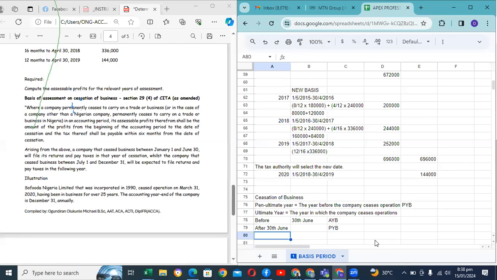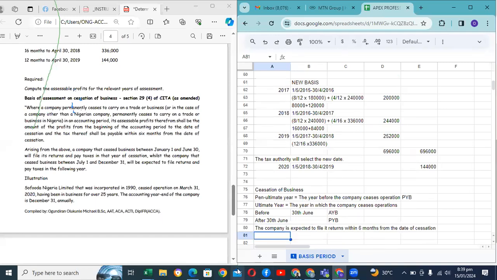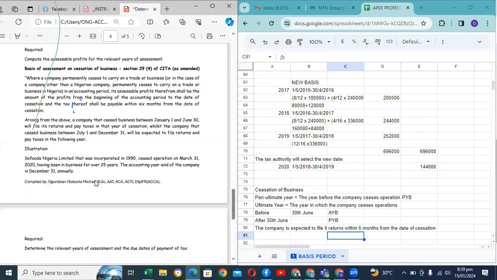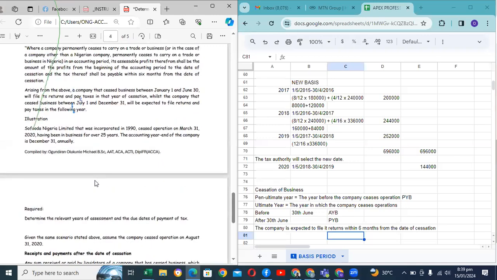Now, the company is expected to file its returns within 6 months from the date of cessation. Right. So let's go ahead. Everything I say now is grammar. Let's just quickly apply that grammar into a question so that you get the full picture of what we are talking about.